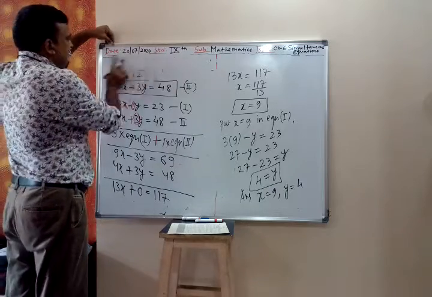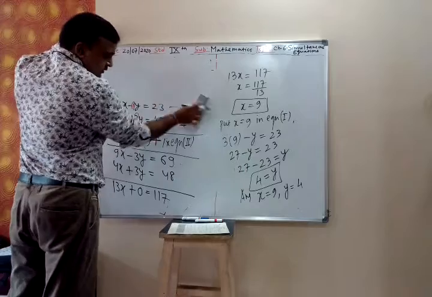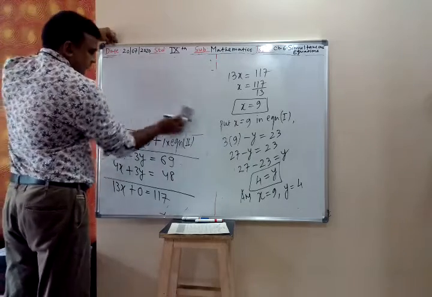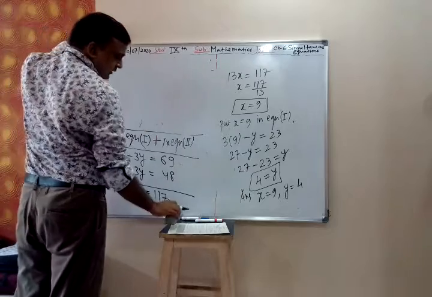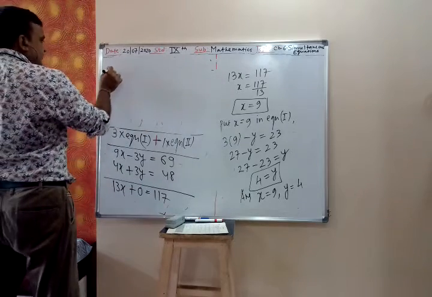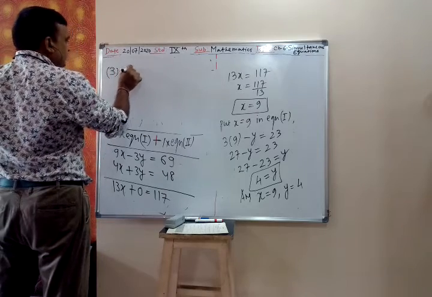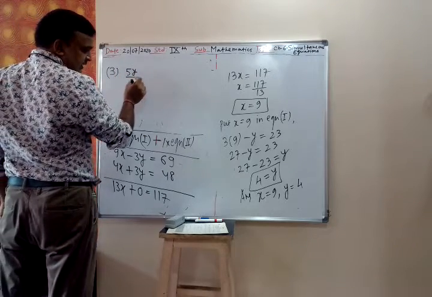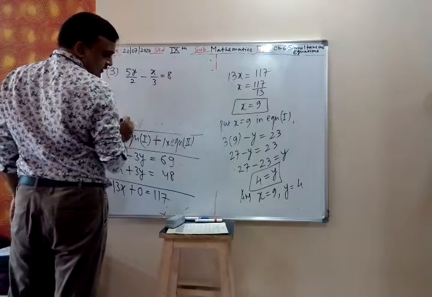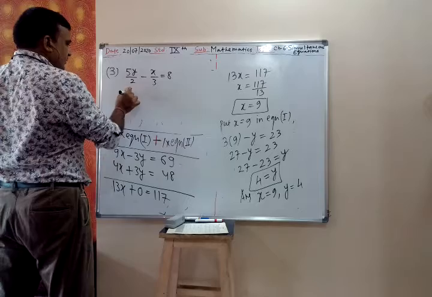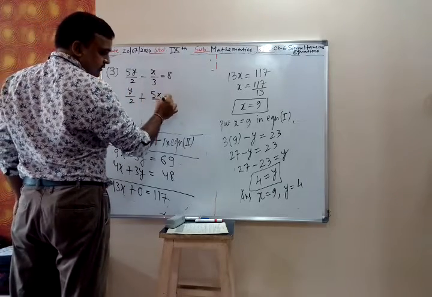Now let me do the third one. Should I give the third one as homework? Same problem. Yes. The third one, let me give as homework. Third one. 5y by 2 minus x by 3 is equal to 8. You just think and tell me. Then y by 2 plus 5x by 3 is equal to 12.